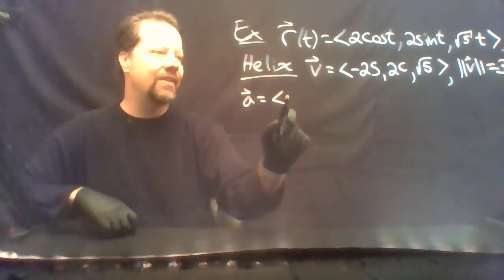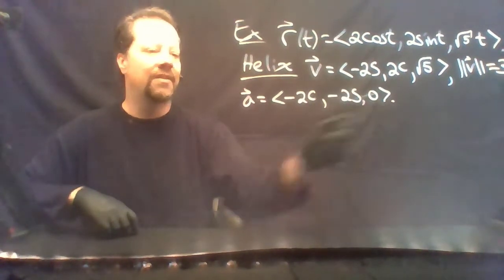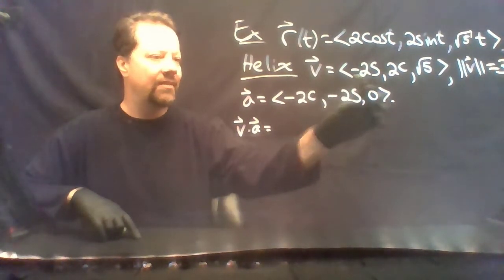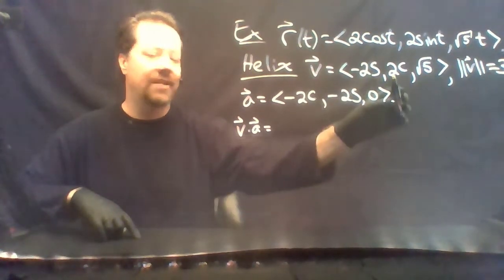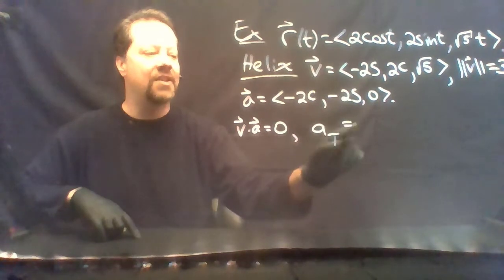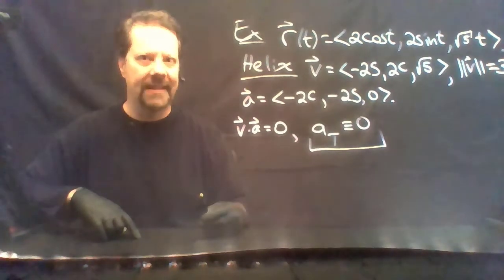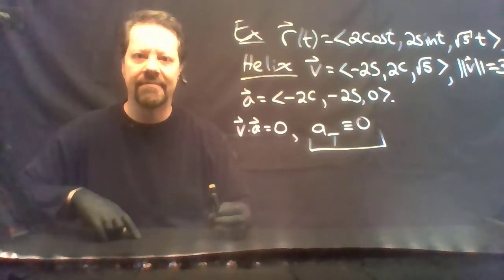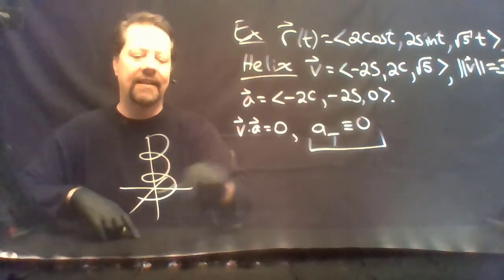The acceleration then is going to be minus 2 cosine, minus 2 sine, 0. The dot product at each point, you can see that we'll have a positive 4 sine cosine and a negative 4 sine cosine, that's 0, plus another 0. That's 0, which means the tangential component of acceleration is identically 0. It's 0 for all replacements of the variable t. And hence, this curve is being swept out at constant speed. It's a helix. It's just going around and around and around at a constant speed.